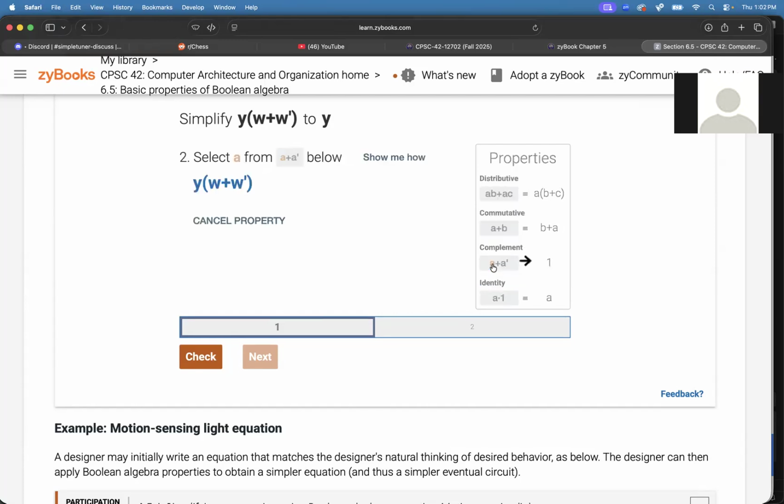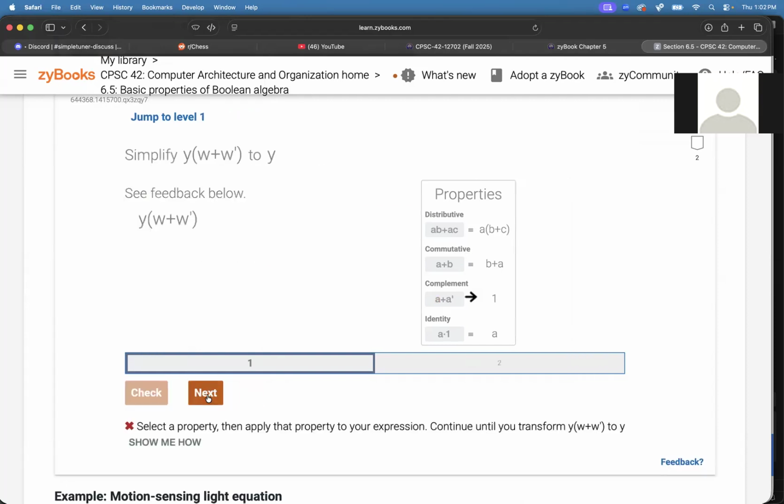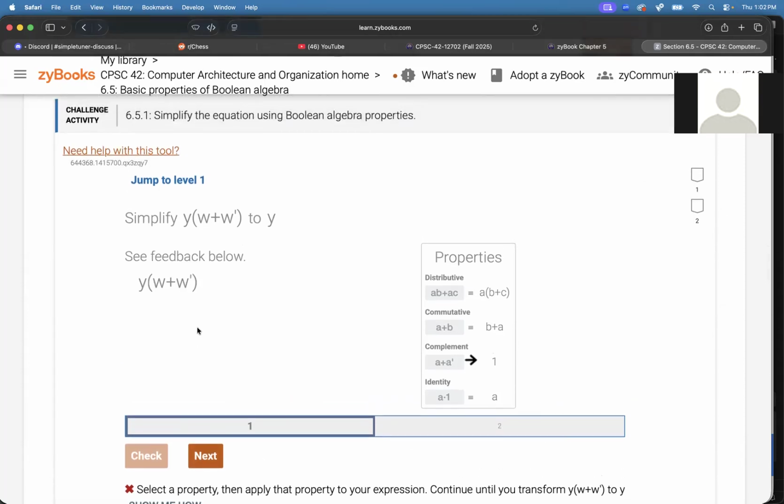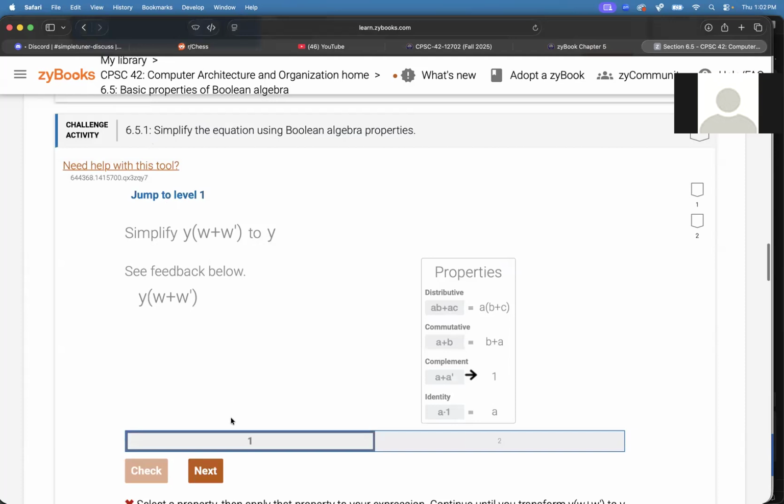Okay. Check. Okay, hold on. I don't know how to use the tool. Let's see. Select a property, apply the property to your expression. Okay, let's try it again. I want to try it again.